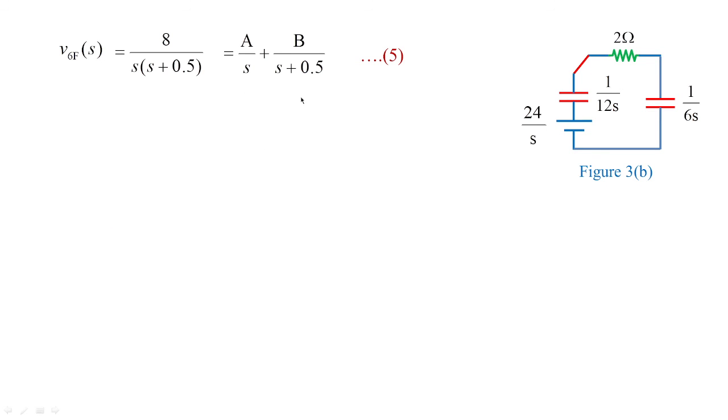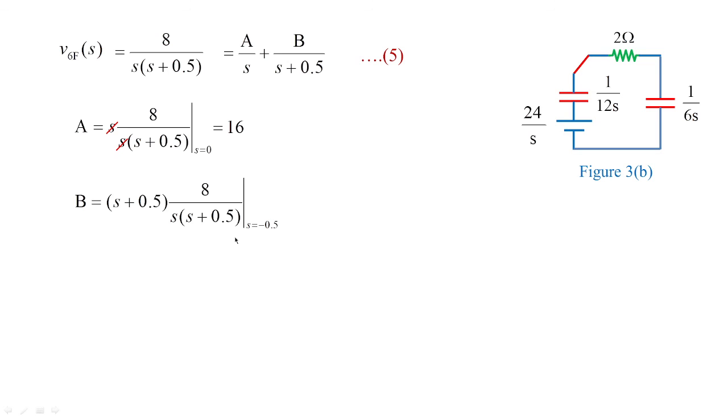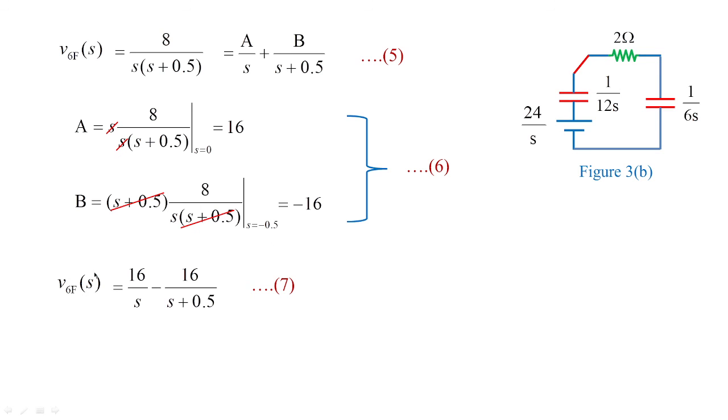With equation 5, with the help of partial fractions, I can obtain the value of A, which is equal to 16, and the value of B, which is equal to minus 16. Just substitute the values of A and B in equation 5. Then I'm going to get the voltage across 6 farads, which will be equivalent to 16 by S minus 16 by S plus 0.5. Just employ inverse Laplace transform to equation 7, and I'm going to get V6 farads of t equal to 16 of 1 minus e to the power of minus 0.5t volts.